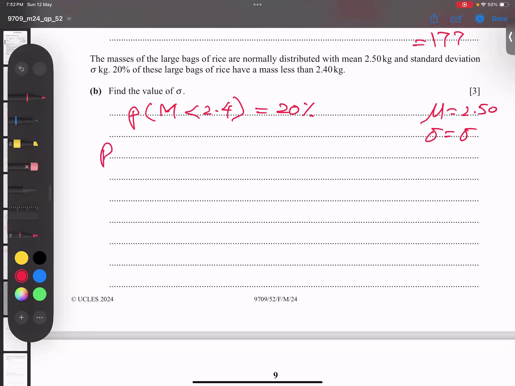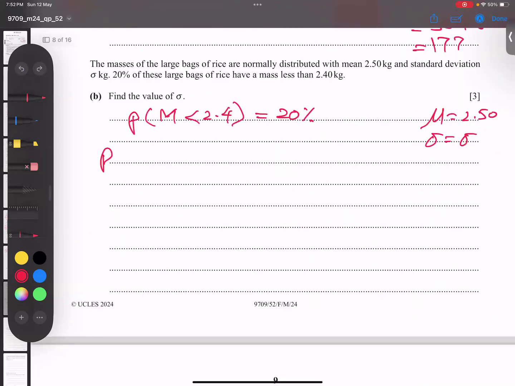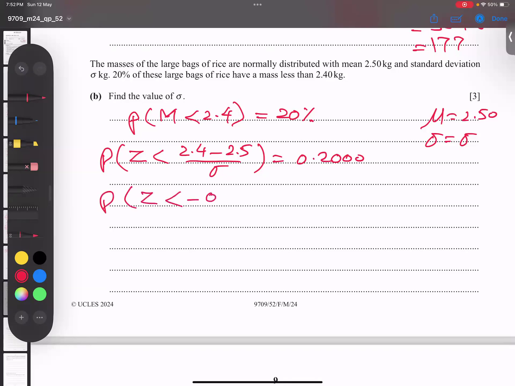Basically, I will use the same formula, students, you can see on the top. I'm using this formula once again. So get ready. What is the method? I write here Z less than 2.4 minus the mean, divided by the deviation, and that equals 0.20, or 20%. So what is coming here, students? Z is less than negative 0.1 over the deviation.